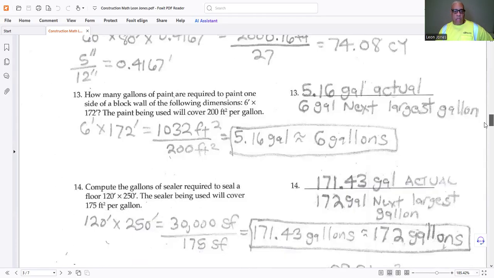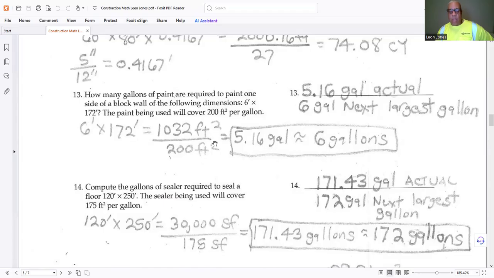Moving on to number 13. How many gallons of paint are required to paint one side of a block wall of the following dimensions: 6 feet by 172 feet? The paint being used will cover 200 square feet per gallon. Okay, so I'm going to take my area, 6 by 172. Then I'm going to get my square feet. I divide it by 200 square feet per gallon.